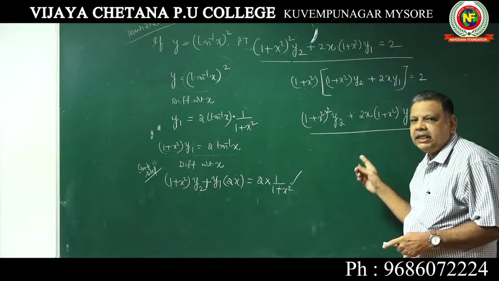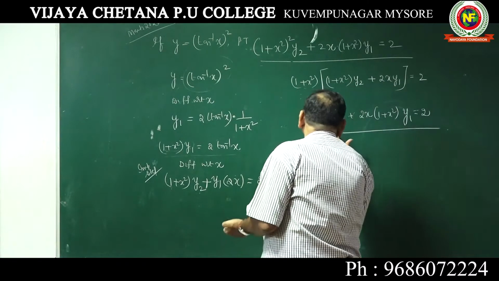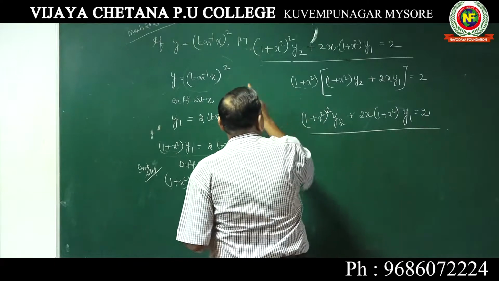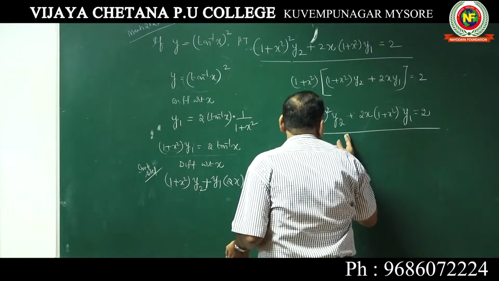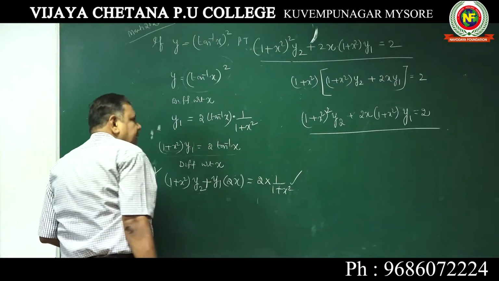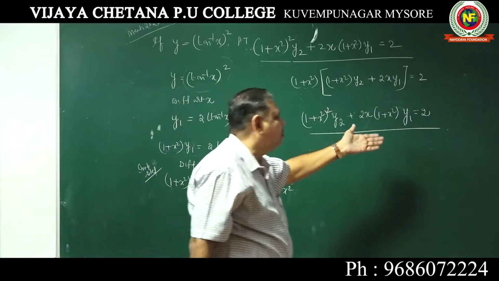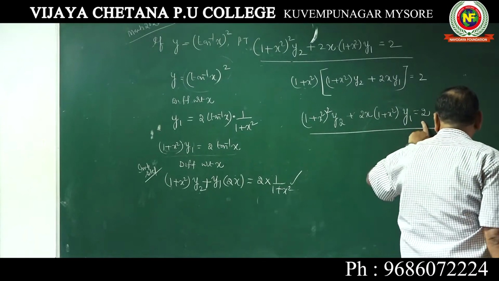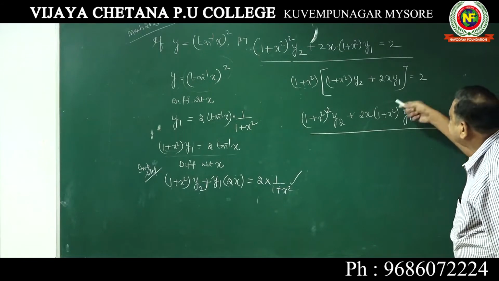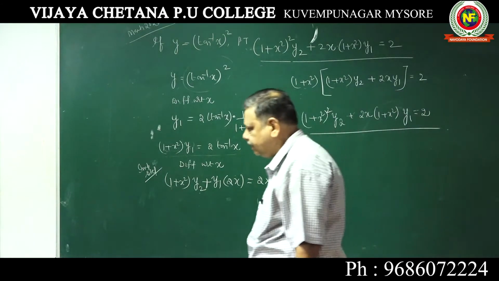In CET problems also it's important. In CET what they may ask is the value of (1 plus x square) whole square y2 plus 2x into (1 plus x square) y1 is equal to dash. Some options: 1, 2, 0, 3. You should, closing your eyes, tick 2. Suppose if they ask minus 2, bring it this side, then you should write 0 is equal to 0.